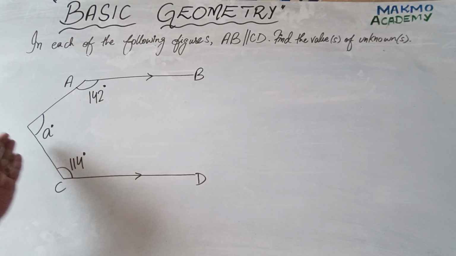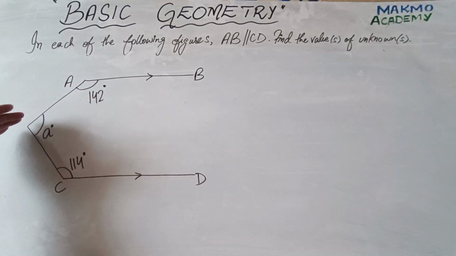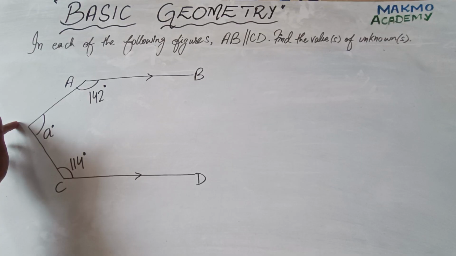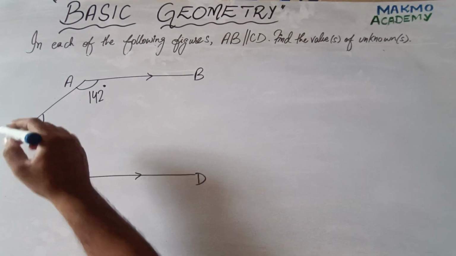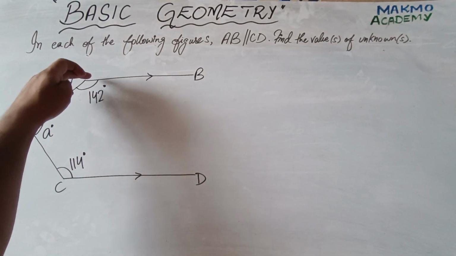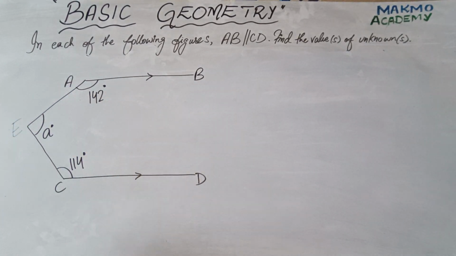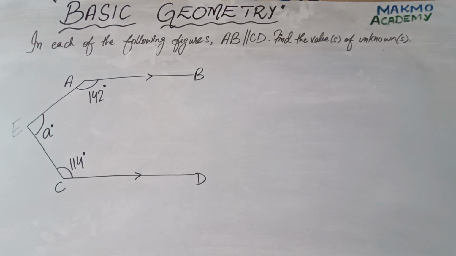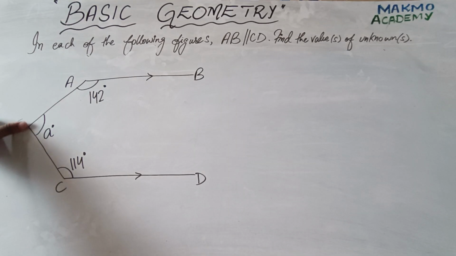When there is a distractor between them, it means that there are two transversals. This is one of them and this is another of them, and this is named E. But this would not be considered a transversal because this line is not completely intersecting both parallel lines. So how do we find the value of the unknown in these cases?